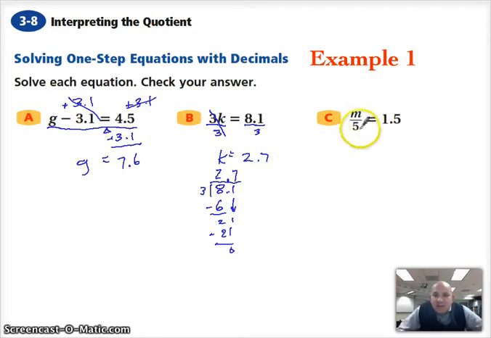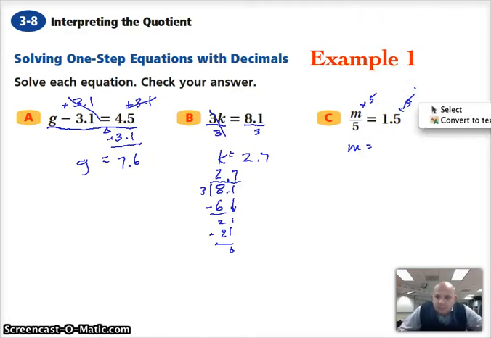Finally, I've got another example here. We have m divided by 5 equals 1 5/10. In order to isolate the variable here, I need to find the inverse operation of division of 5. Well, the inverse operation of dividing by 5 is multiplying by 5. So I'm going to multiply by 5 here, which drops down that m. And then I'm going to multiply by 5 over here. When I multiply by 5 over here, that doesn't look like a 5 though, does it?